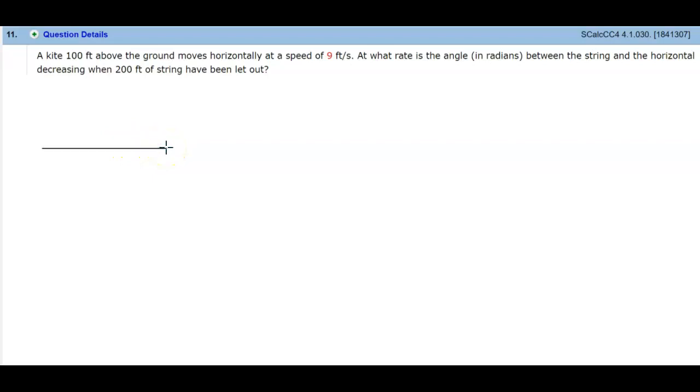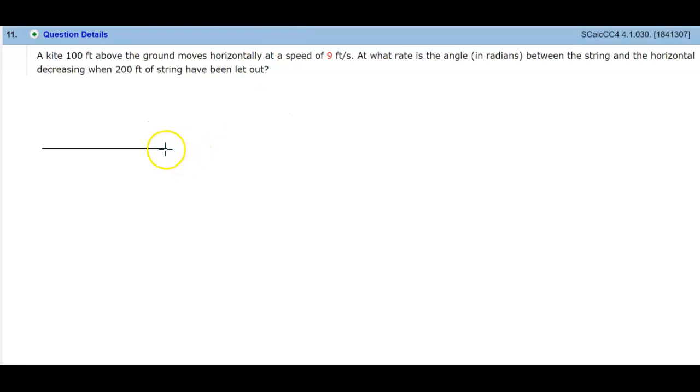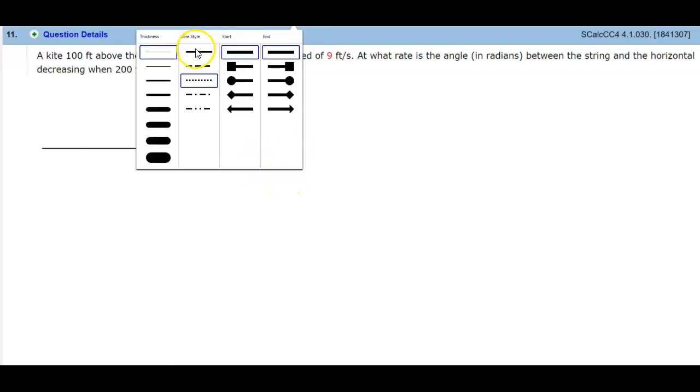Okay, and we know that the height of the kite is 100 feet. So that means that the height of the kite here is going to be 100 feet. Okay, and so it's saying here that it's decreasing when 200 feet of the string have been let out. So that means that 200 feet of the string have been let out. So let's go ahead and then label our graph here.